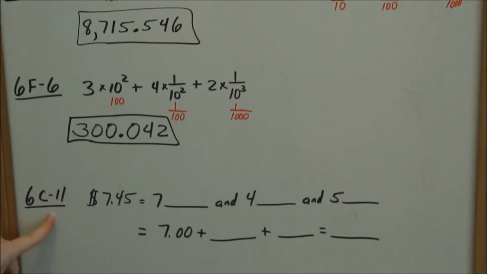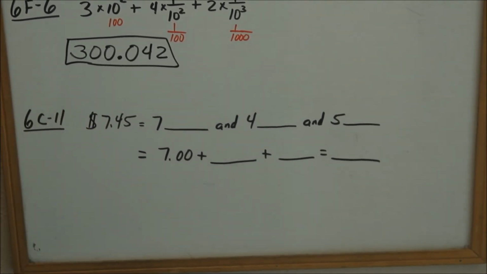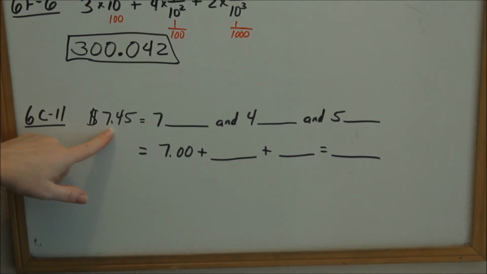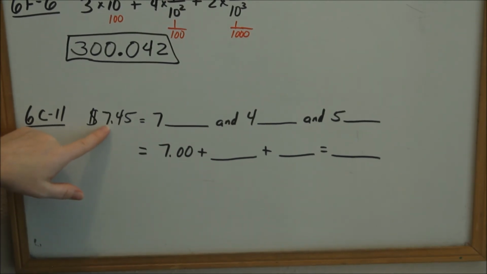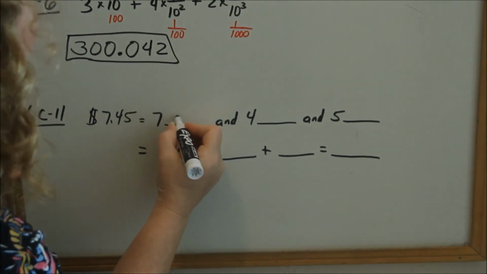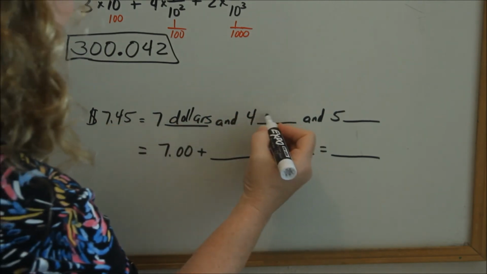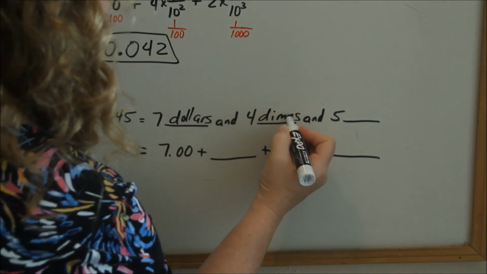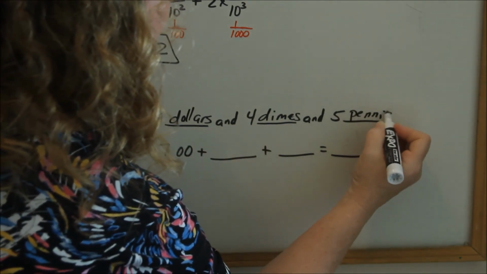Okay, now look at 16, number 11. This is just dealing with money and place value with money. Okay, so place value with money, $7.45. So this is your dollars, this is your dimes, that's your pennies. So what they're wanting you to put in these blanks, you have 7 what? You have $7, and then the 4 represents the number of dimes you have, 4 dimes, and 5 represents the number of pennies you have, 5 pennies.